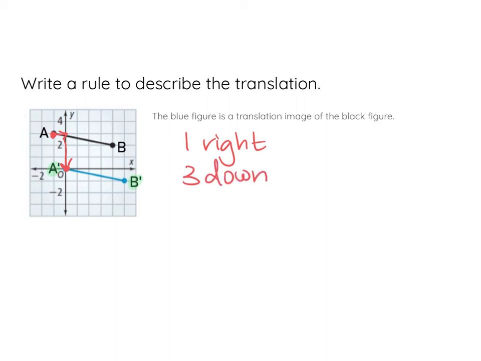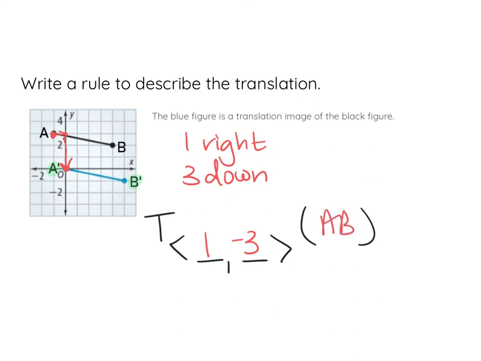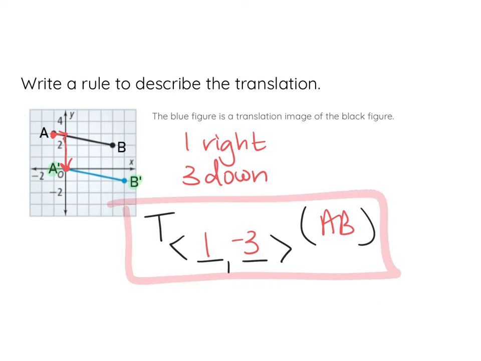In general, if I'm going to write my rule, I have a capital T, I have a number, and then the shape. So 1 to the right, the first number tells us right or left. Since it's right, we're going to put a positive 1. And then 3 down would be a negative 3. And then the shape in this case is just AB. So this would be the rule. When it says write a rule to describe the translation, that's your rule.